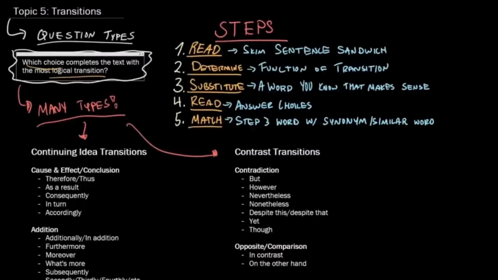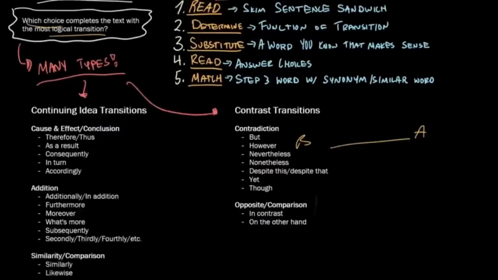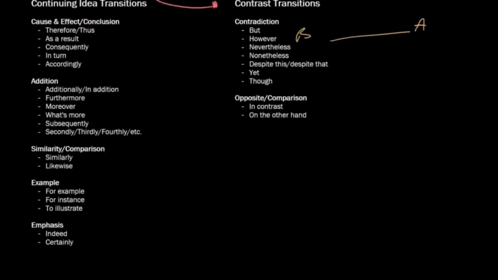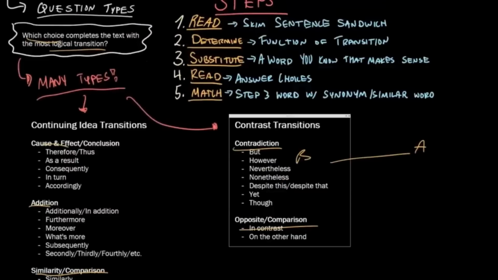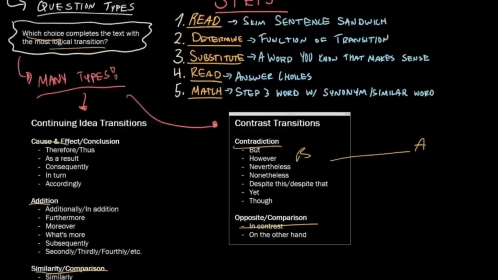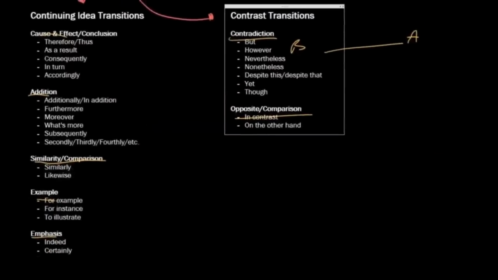So first thing you want to do is skim what we call a sentence sandwich, and that means you have the sentence that you're focusing on with a blank, you have the sentence before, and you have the sentence after. Okay? Then you're going to determine what the function of that transition is. What is it trying to do? Is it trying to show cause and effect? Is it trying to show like a list? Is it trying to show similarities, examples, emphases, contradictions, or opposites, right? You have to figure out which one of these it is. And you do not need to memorize all of these. Just try to remember one or two and then see if you can find synonyms for those in your answer choices when you actually get a question.